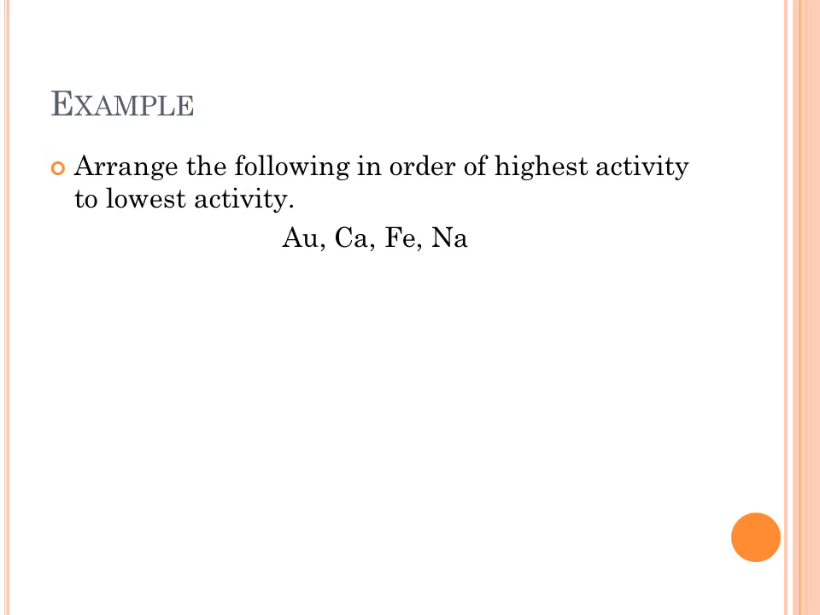So in this example, we want to arrange things in order of highest activity to lowest activity. What we have is gold, calcium, iron, and sodium. So how would we arrange those? Calcium would be the most active on the activity series, and then sodium, and then iron, and then gold. And if you look back at the activity series that I had provided, you can see that that is in fact the order where calcium is most active and gold is least active.